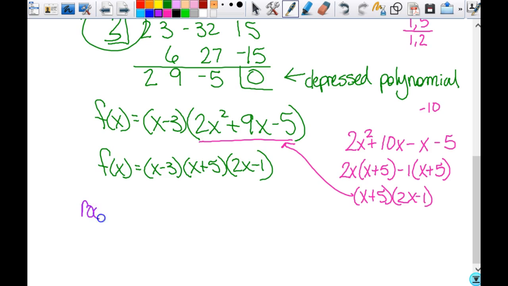So our actual roots here, not just the possible ones, are, let's see, -5. Then what is this one going to give me? 1/2. And this one gives me 3. And there are my 3 roots. They are all real. They are all rational.